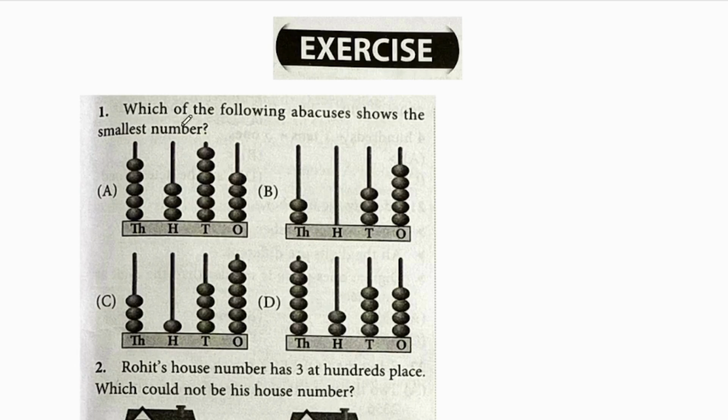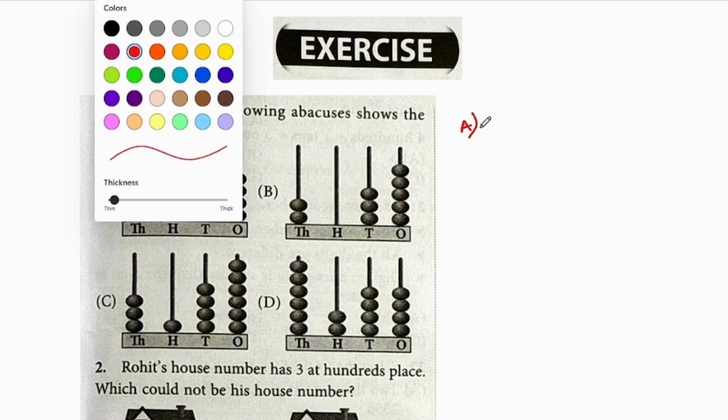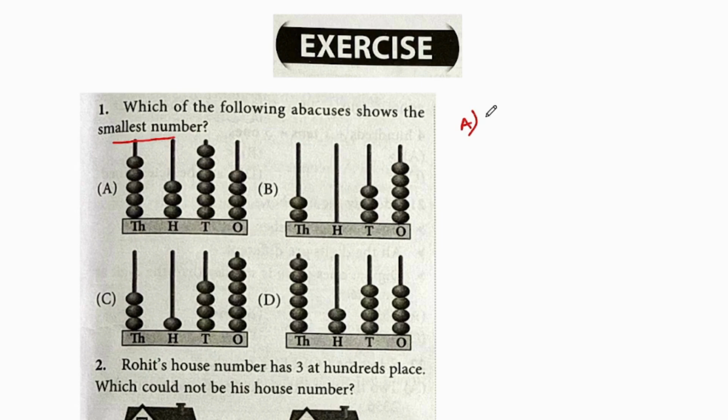So question 1 says, which of the following abacus shows the smallest number? Smallest number you have to find, right? There are two ways of doing this. Option 1, we can write all the numbers in the given A, B, C, D on the abacus, and then compare it and say which is the smallest number. Let's do this first, and then I will tell you how quickly with one trick you can solve this question. Okay, so let's start with option A.